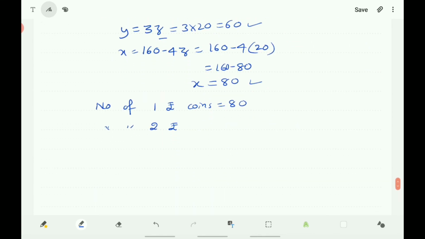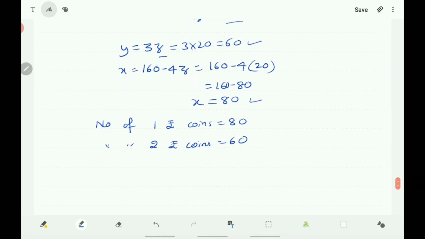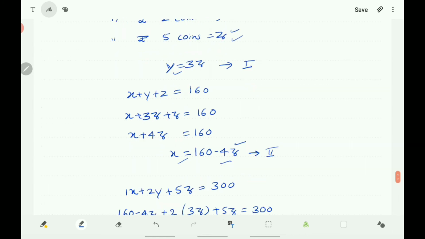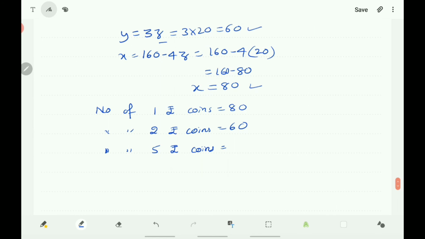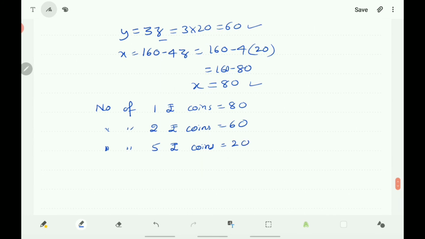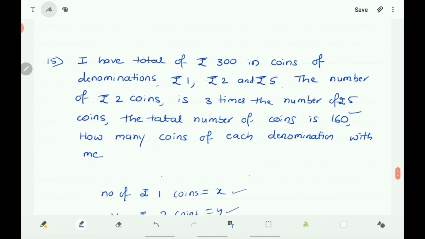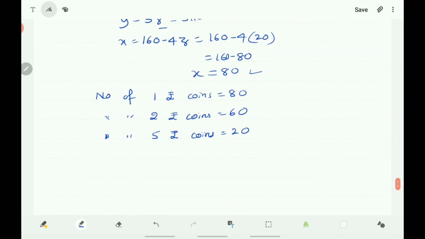Y equals what? You got the y value, that is 60. And the number of 5 rupee coins is z, and z is 20. Then the number of coins is 160 and the total amount is 300. Verify here: the number of coins becomes 80 plus 60 plus 20, that is 160.